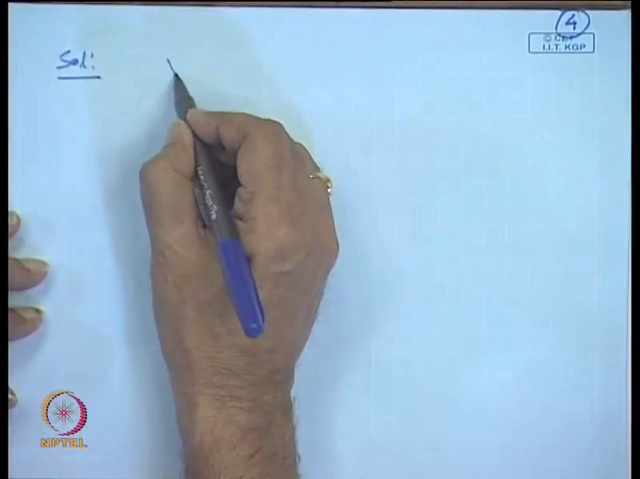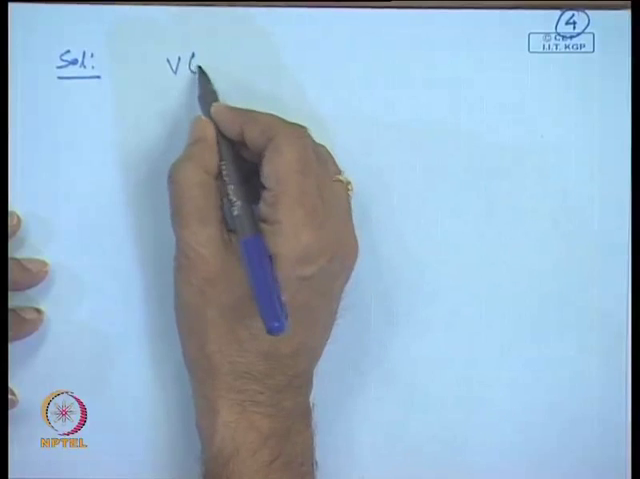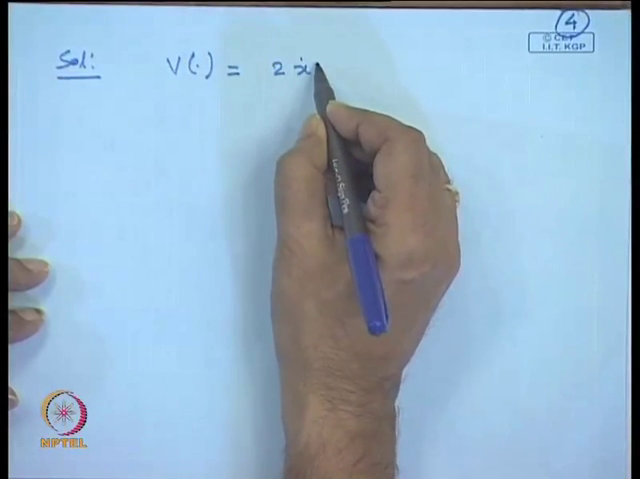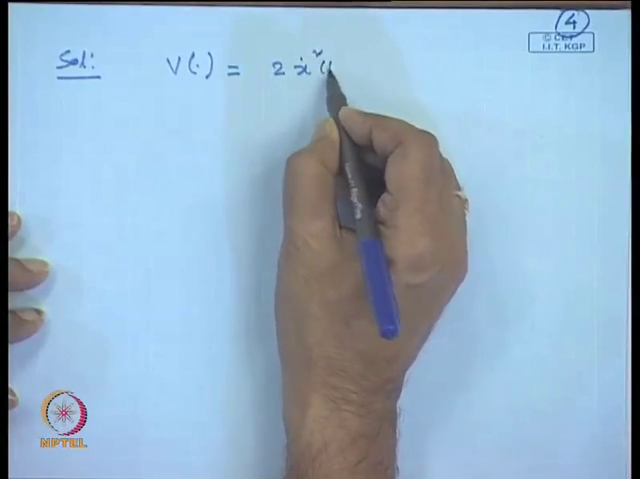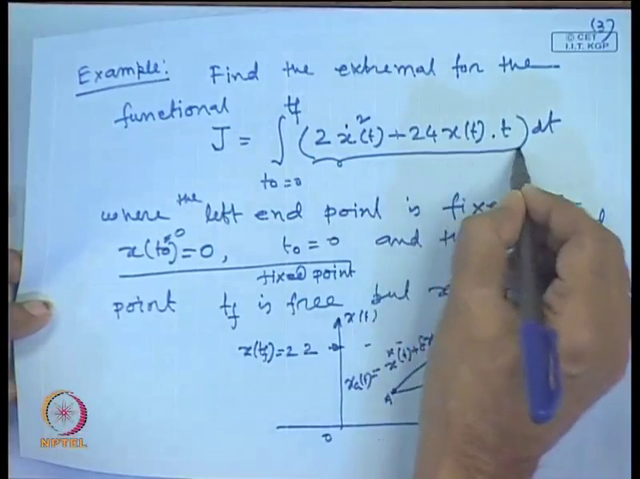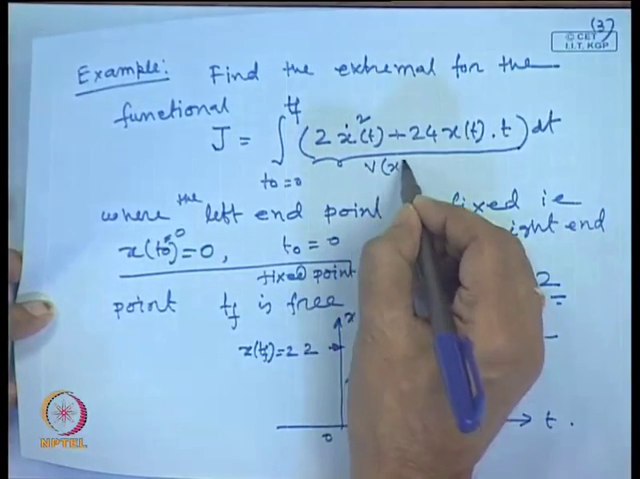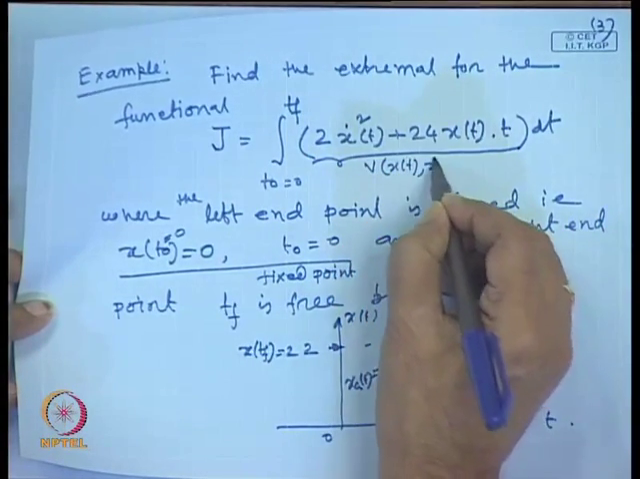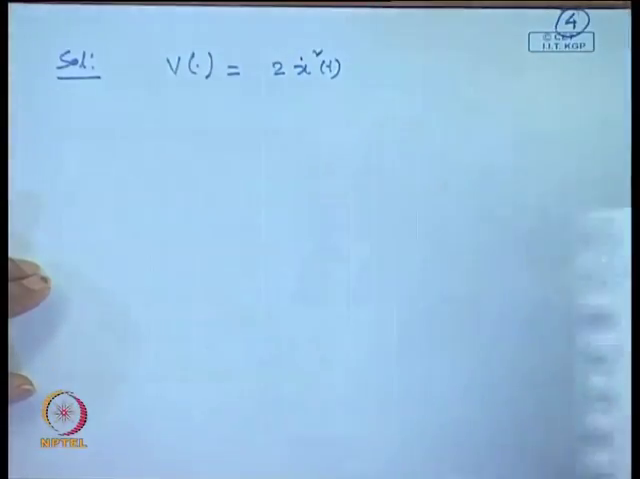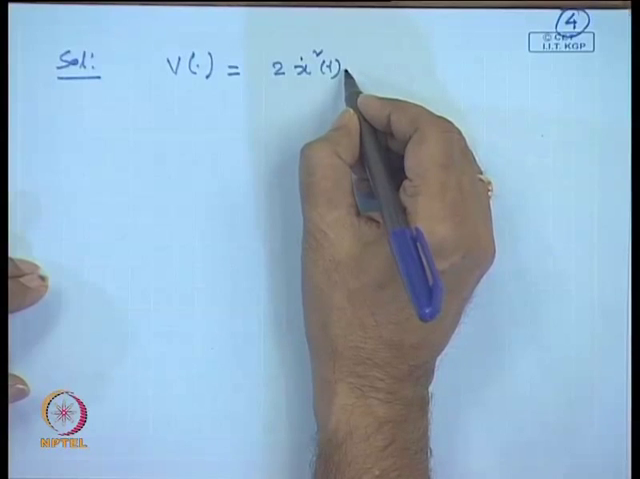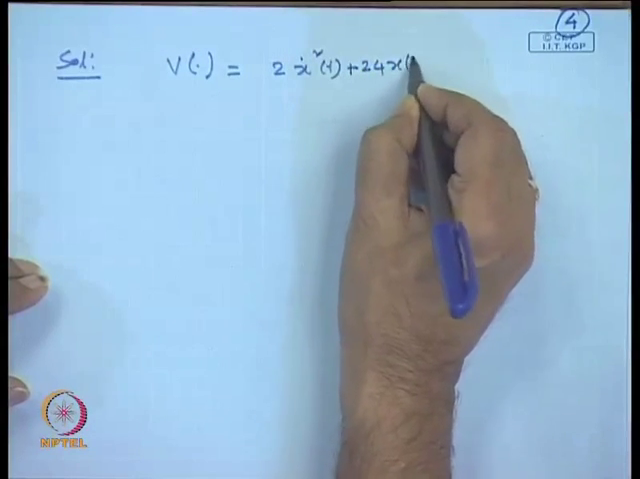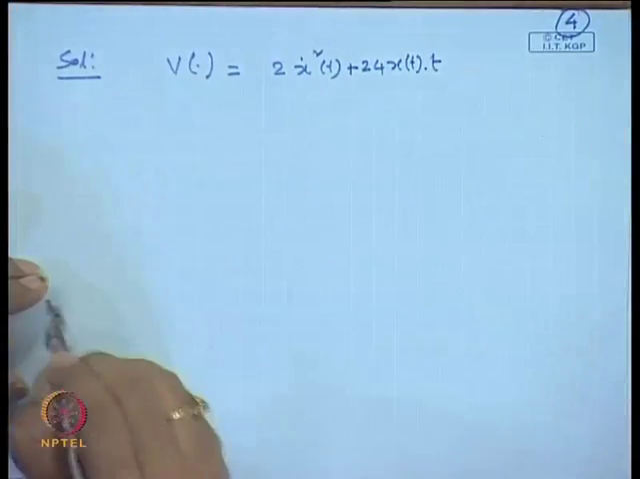So, first you write the V function. The V function in our case is 2 x dot square of t plus 24 x of t into t. V is a function of x of t, x dot of t and t.